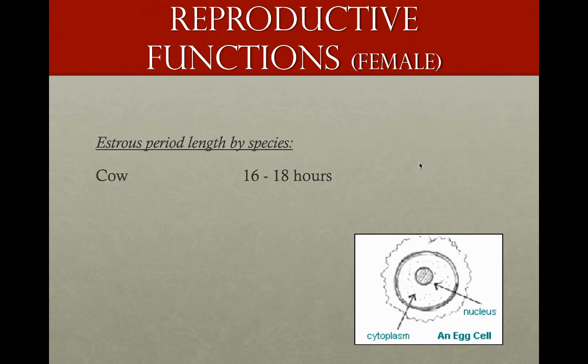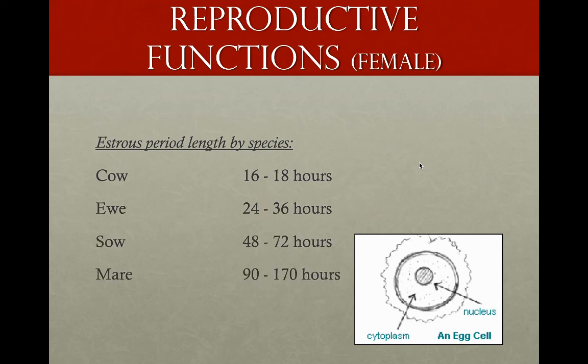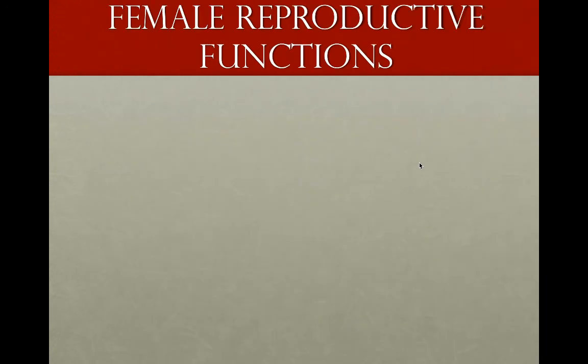The estrus period in length is 16 to 18 hours for the cow. That's how long they're in heat, how long they're receptive for breeding. You can see it does change based off of the species. There's no estrus length for the chicken or for human females, because they do not have to be in estrus to be able to mate or try to reproduce, where it's not the case in livestock.